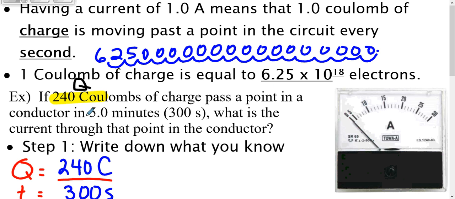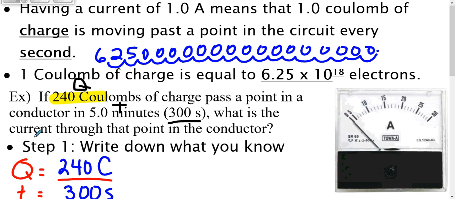Passes a point in a conductor in 5 minutes. So 5 minutes is a measure of time, but our time must be in seconds. To help you out a little bit, I did put 300 seconds behind it. We can understand how long 5 minutes is, but 300 seconds loses its meaning a little bit. We could convert this by multiplying 5 times 60 to get the number of seconds, but I've given that to you to reduce the math you have to do.